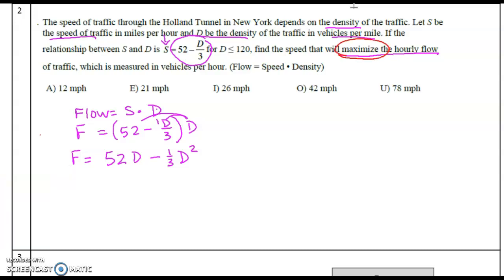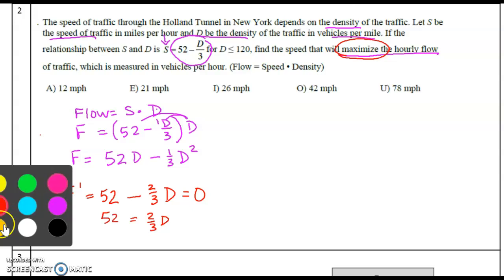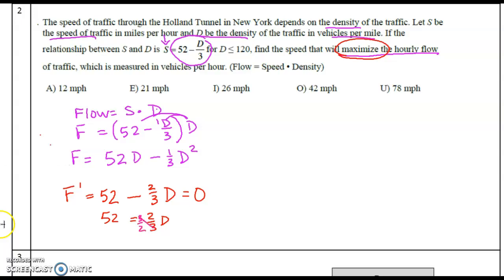So if I want to maximize, that means I want to take the derivative of flow. So d is your variable, so 52, and then minus a power rule, 2/3 d to the first. And we want to set that equal to 0. So I'm going to add 2/3 d to the other side. And then multiply by the reciprocal. So 2 goes in there 26 times, so 26 times 3, 78. So d equals 78. So that's the density, okay?